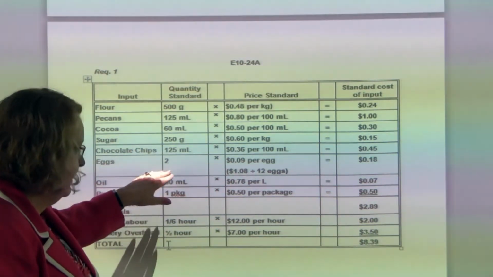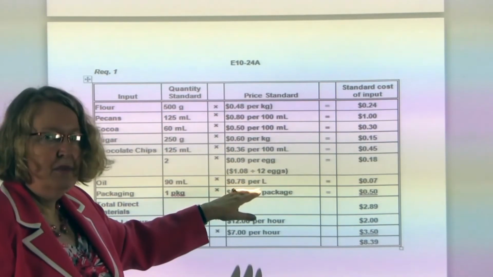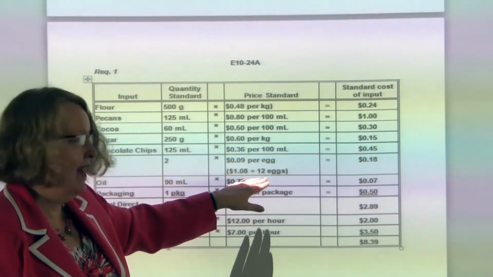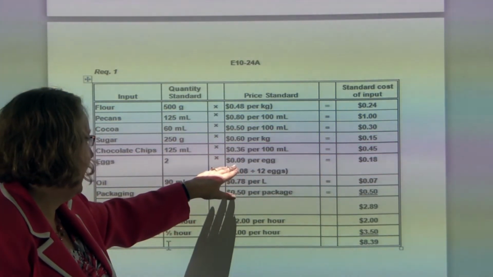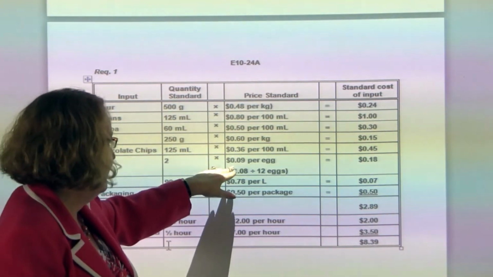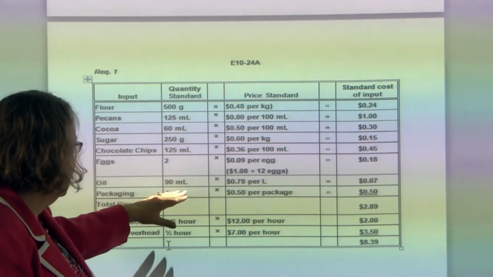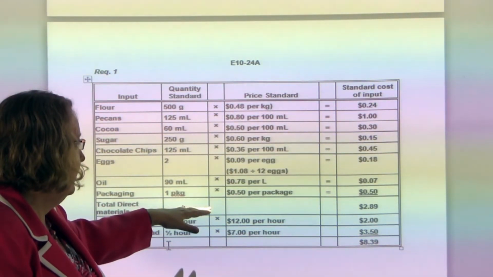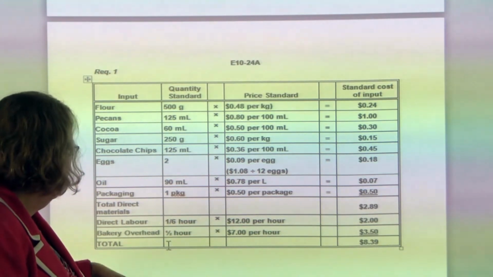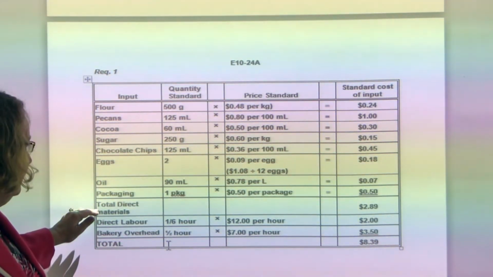Now for the eggs, they've quoted the price as $1.08 a dozen, but you only use 2, so you're going to take your $1.08, divide by your 12 eggs to come up with your price per egg. So that's 2 eggs times 0.09, or 9 cents per egg, for 18 cents. And the rest, of course, is given to you in your problem. So the total cost here, so that's your direct materials.